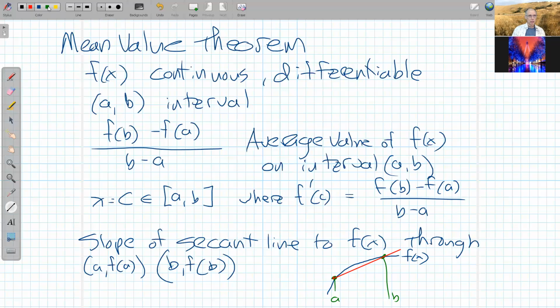And what the mean value theorem says is that there's going to be some x value here, somewhere in between. Could be at the end point, could be right in the middle, it could be off to the left, where we have a tangent line that matches that secant line. So they have the same slope. The secant line has some slope, and we're guaranteed that there's an x value in there such that the tangent line has exactly the same slope.